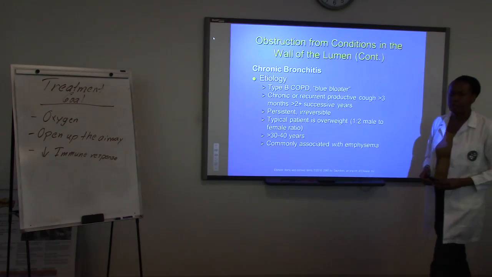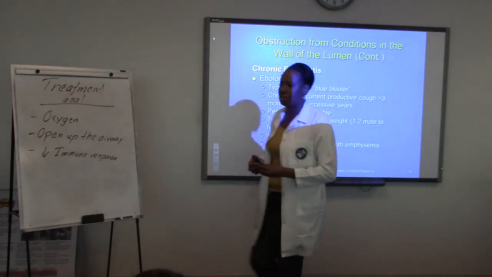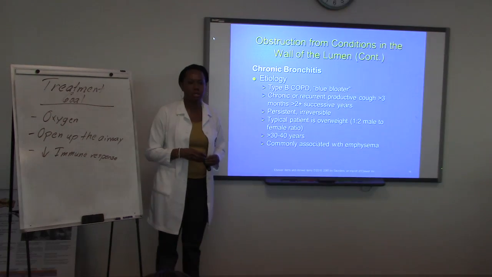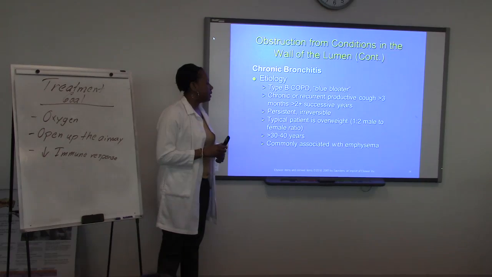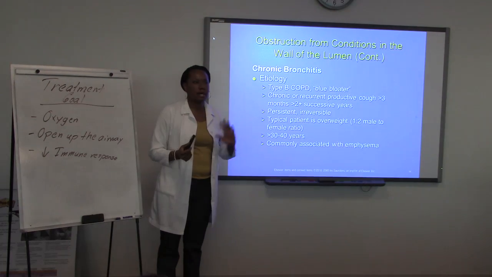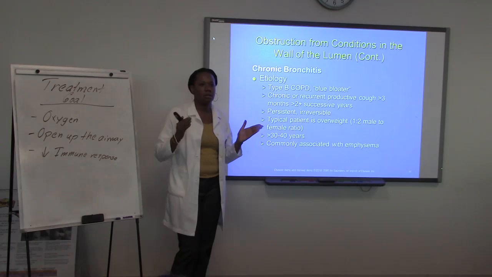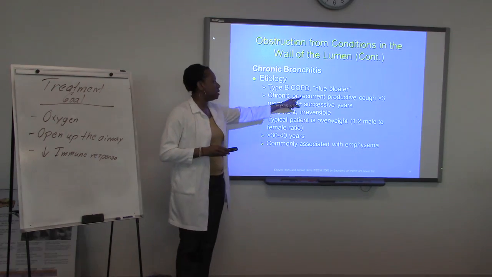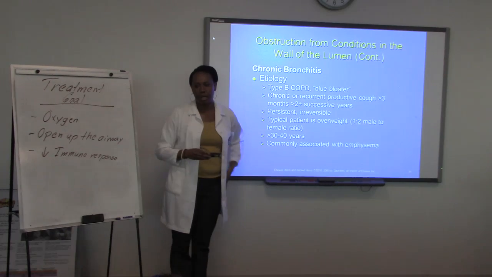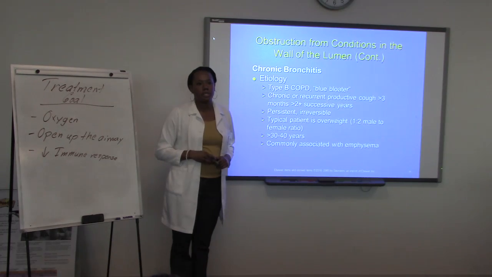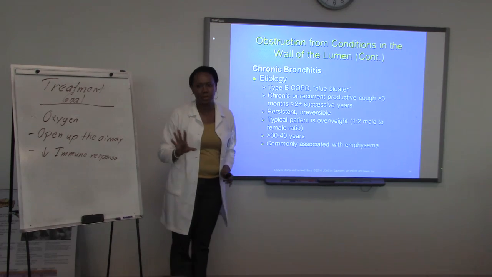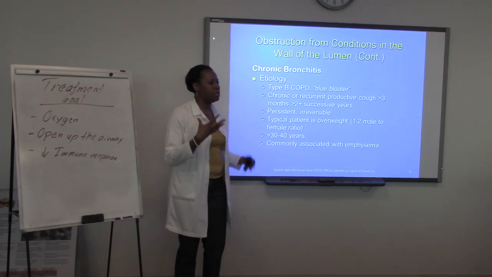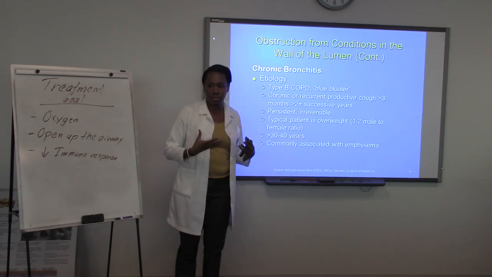Okay, so chronic bronchitis is one of the most common COPD conditions, along with emphysema. They consider this type B COPD in your book, and emphysema is considered type A, and A is the worst of the two. In your book, they use the term blue bloater. That's not a clinical term, so don't call your patient that. They just use it to help you associate with some of the signs and symptoms that they'll develop.